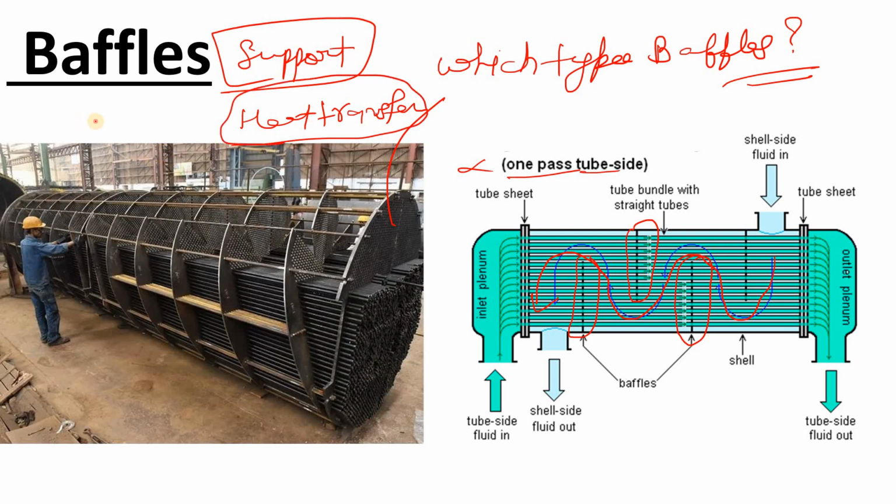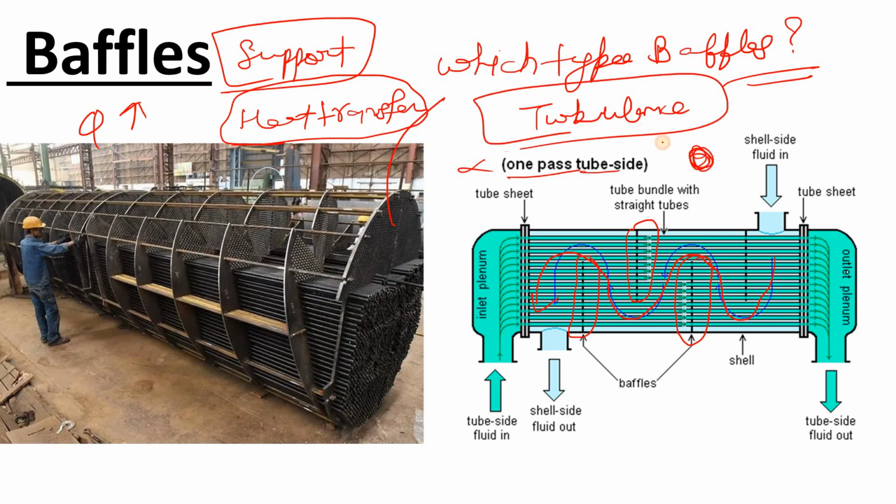But mainly what we want is more Q. If more heat is transferred, it is better for us. Are you getting my point, what I want to say? That is why these baffles are used. So what do these baffles do? They create turbulence. As the turbulence is created, your heat transfer increases. Or simply, they create a restriction to the flow and heat transfer increases, and Q increases basically. So that is the use of the baffles.